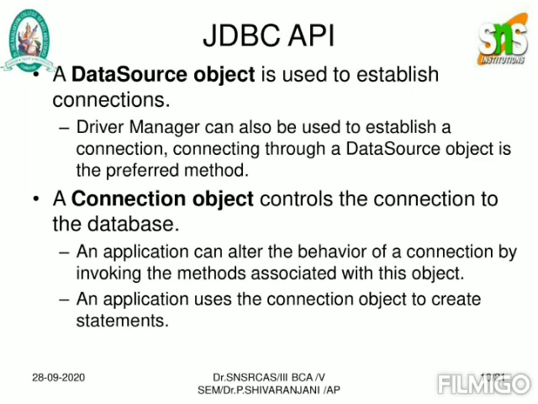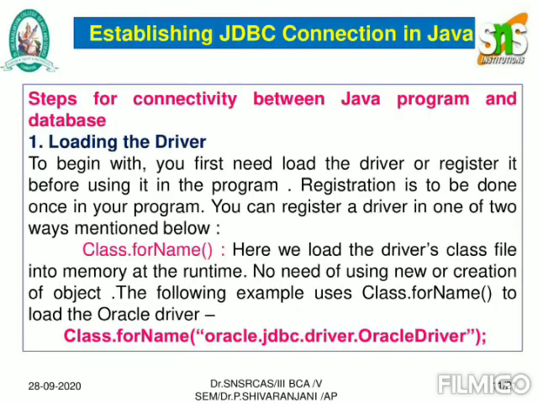To establish a JDBC connection, a data source is required. The data source helps you establish a connection with the help of the driver manager. Connecting through a specific data source object is the preferred method. A connection object controls the connection to the database. An application can alter the behavior of the connection by invoking a method associated with this object. An application uses the connection object to create statements. Now we'll establish JDBC connections with a Java program.